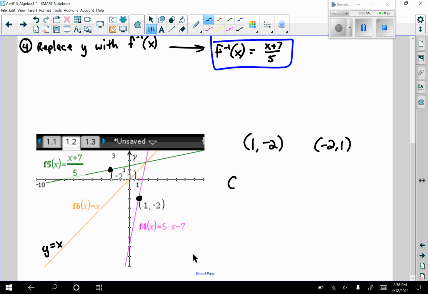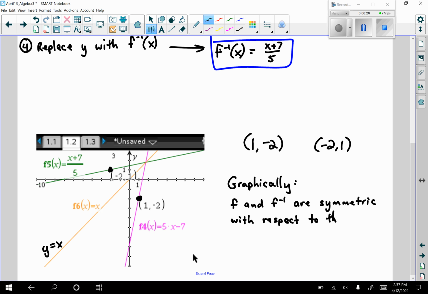So graphically, a function f and its inverse are symmetric with respect to the line y equals x. So we know they're going to be inverses if they are symmetric with respect to the line y equals x. Or we could say that they reflect. F and its inverse are going to reflect over the line y equals x.